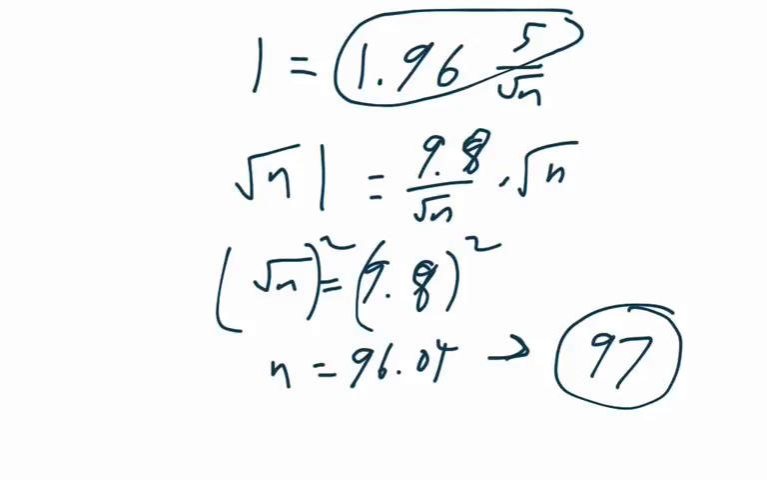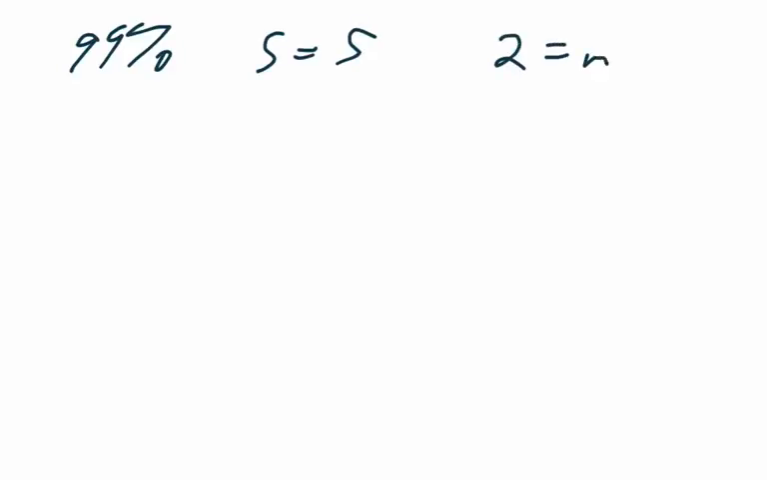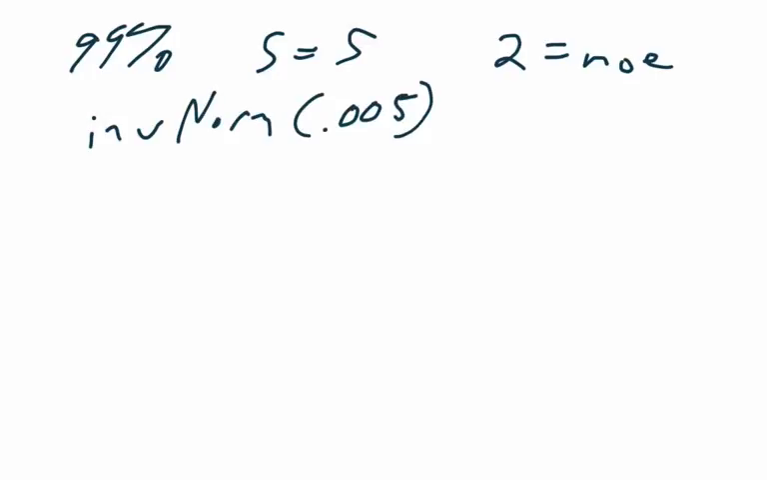Let's try this again in example number 2. This time we want to do the same thing except it's a 99% confidence interval. And the standard deviation that we're going to use once again is 5. And this time my margin of error equals 2 minutes instead of 1. So I'm going to do inverse norm of 0.005, because when you have 99%, there's 1% left over. So we got 0.005 or 0.5% on each side.